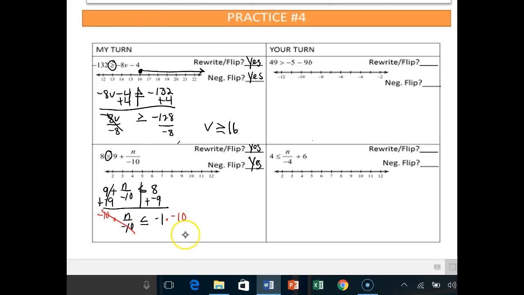And my answer is n is less than or equal to positive 10, because a negative times a negative is a positive. And if you look at your number line, you don't see negative 10 anywhere there, so it kind of helps you out as well. So a closed circle on 10, pointed all the way to the left, or all numbers less than or equal to 10. All right, that's the end of part 2.